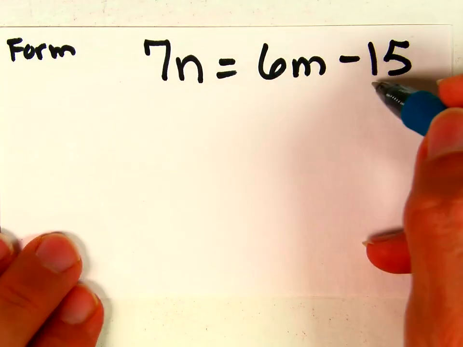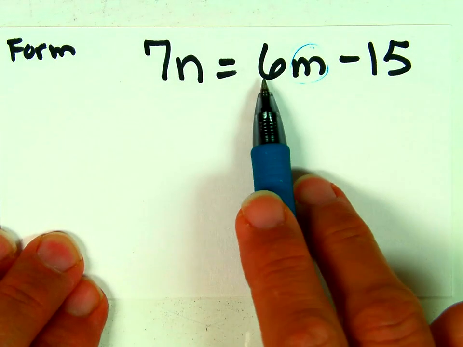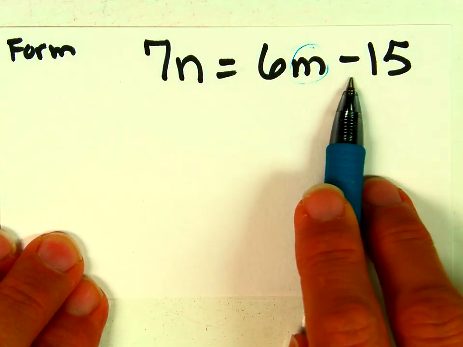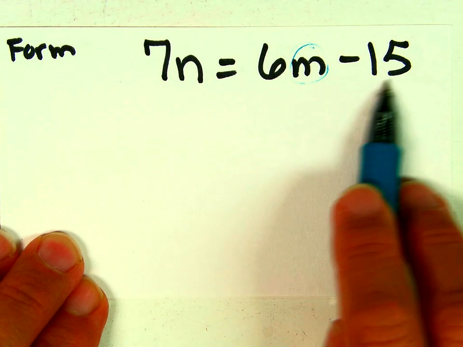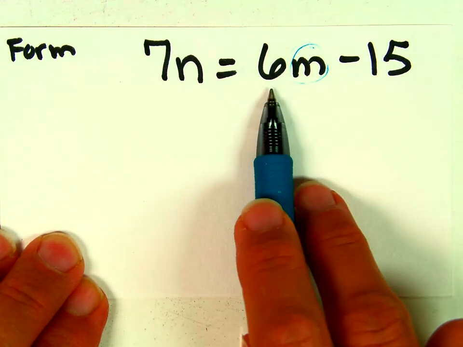On your worksheet, they're all solved for m. So I see the m right here. I see that 6 is being multiplied by it, and 15 is being subtracted from it. I always want to move something that's being added or subtracted before I start dividing.